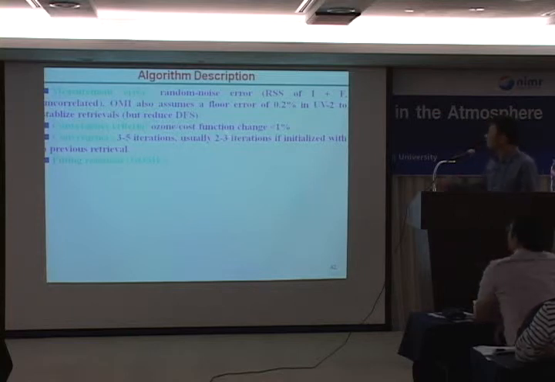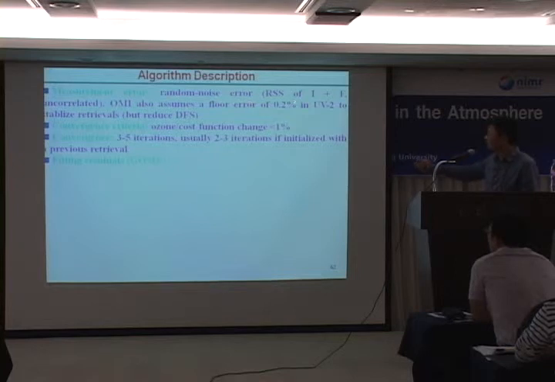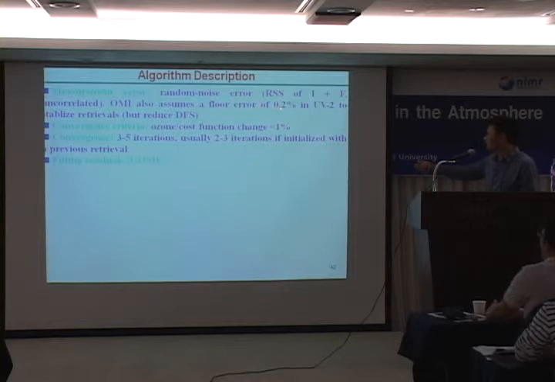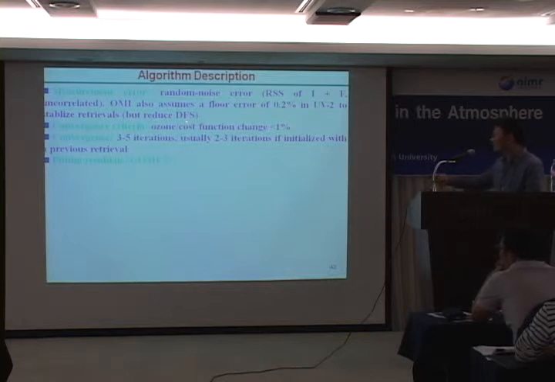Just to mention measurement error. Typically, we use the random noise error from the data. But for OMI, recently we have to assume some floor error: if the error is smaller than 0.2%, then we assume it's 0.2%, just to stabilize the retrieval, but it significantly reduces the DFS.